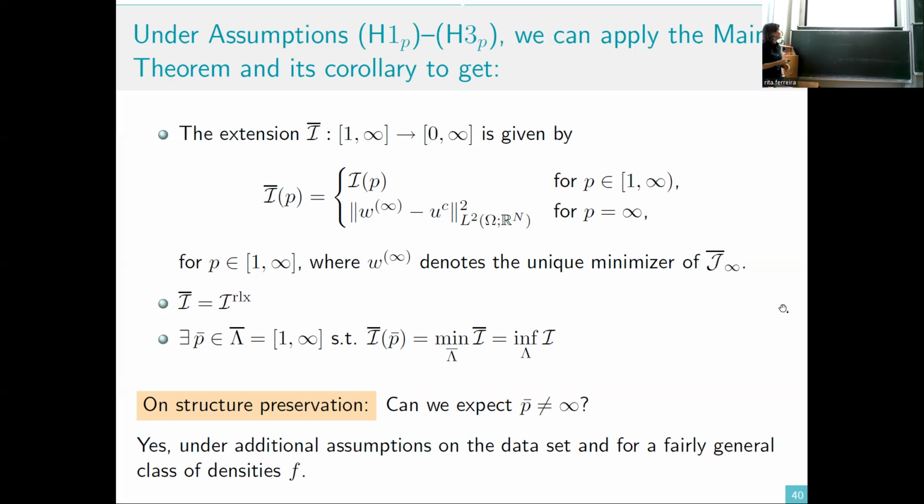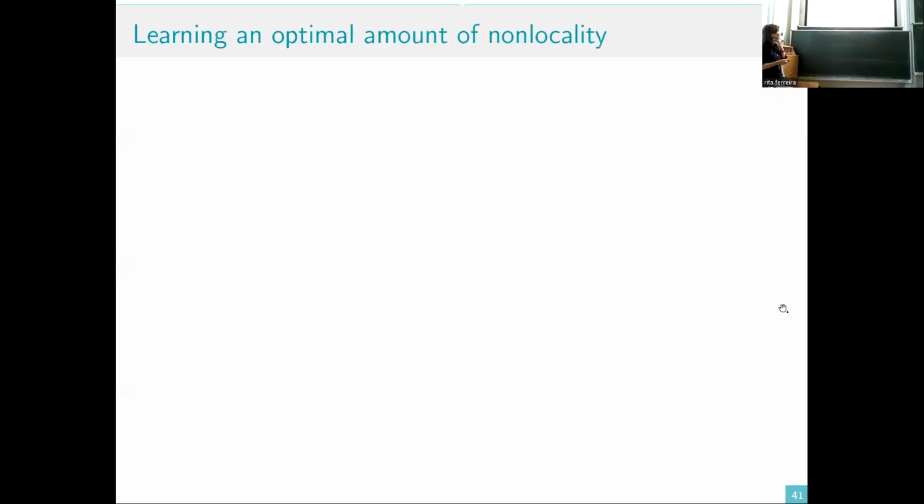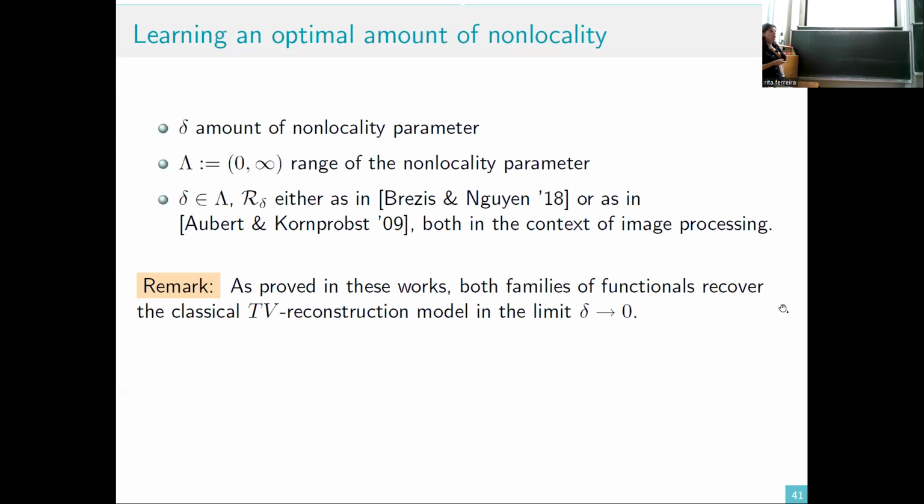Okay, so now it's time to move to the third application, where you want to optimize a certain level of non-locality, which is measured in terms of a parameter that here we are calling delta. Again, the range for this non-locality parameter is from 0 to infinity.